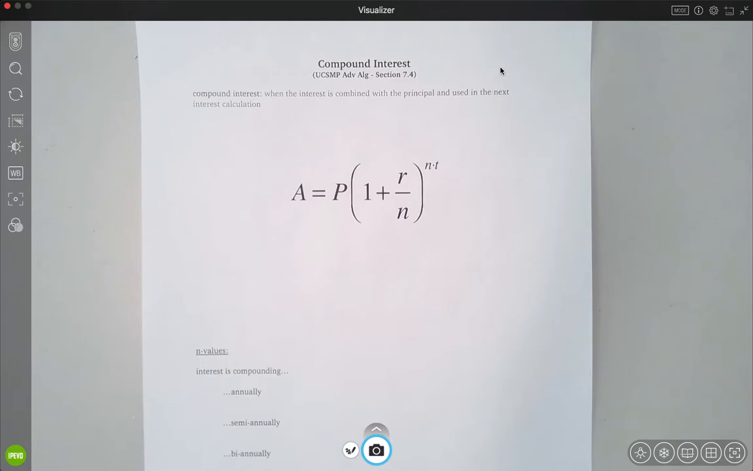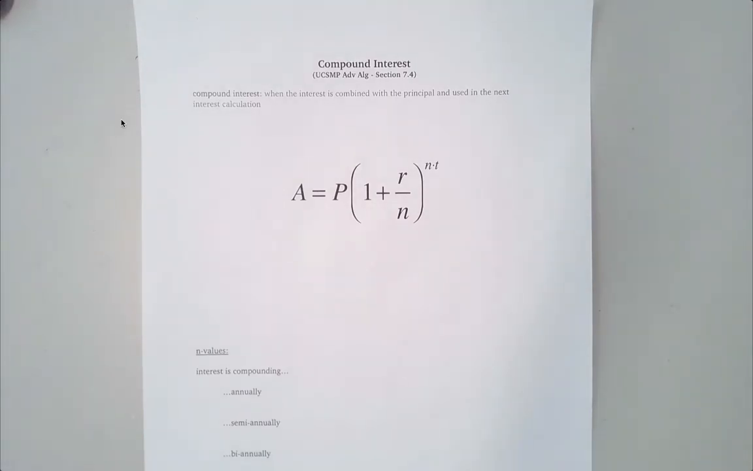So what do I mean when I say compound interest? Compound interest, and I've got sort of a definition there for you, is when the interest is combined with the principal and used in the next interest calculation. A shorthand way of saying that would be when you earn interest on interest, okay? And that sounds confusing, but let me show you what I mean.